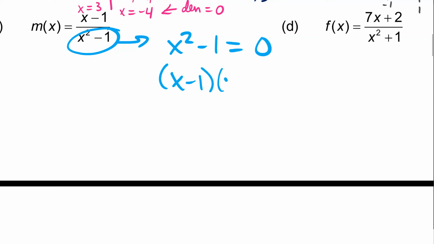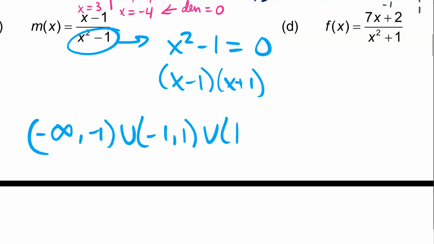Turns out, x minus 1, x plus 1, it's going to be the same thing as last time. Negative infinity to negative 1, union, negative 1 to 1, union, 1 to infinity. Because of the way the top is formatted, 1 would end up being 0 over 0. 0 over 0 is an indeterminate form. You haven't learned about that yet.